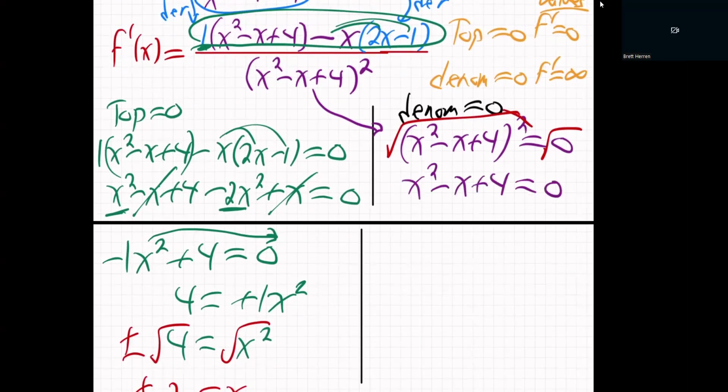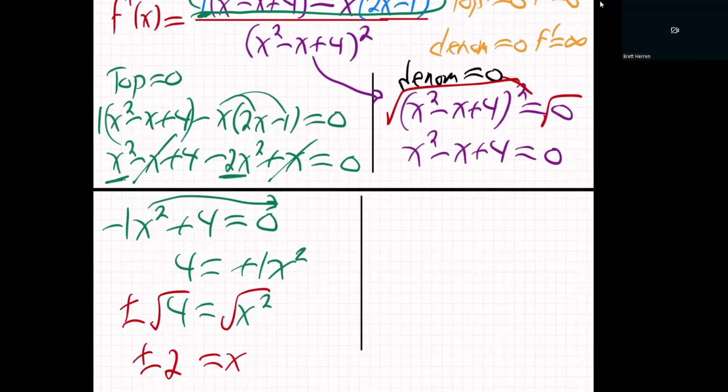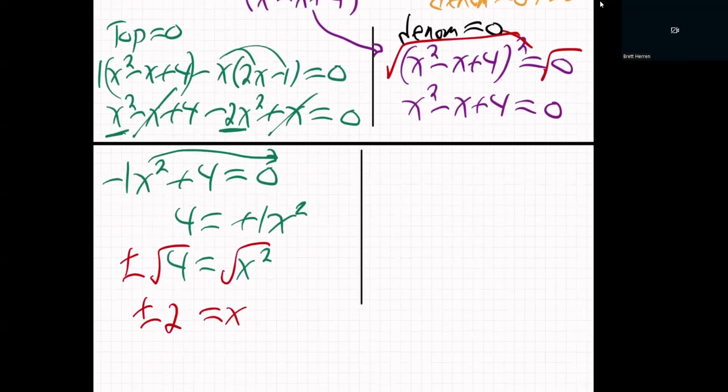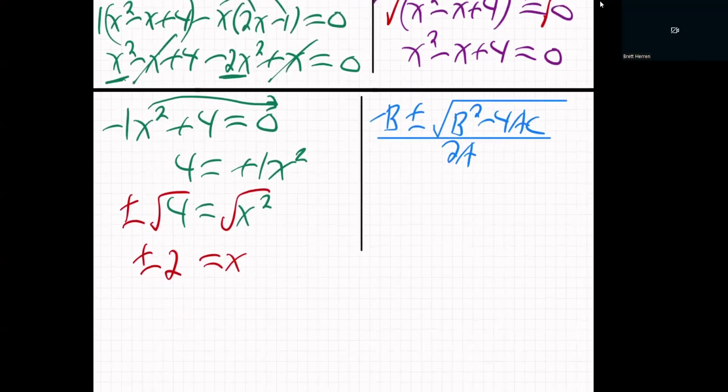Well, probably the quadratic formula. So I'm going to go to the quadratic formula. Remember the quadratic formula? Negative b plus or minus square root of b squared minus 4ac all over 2a.